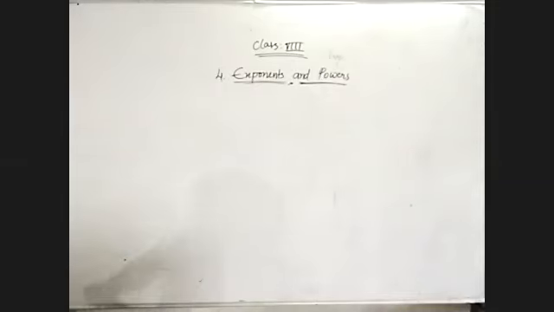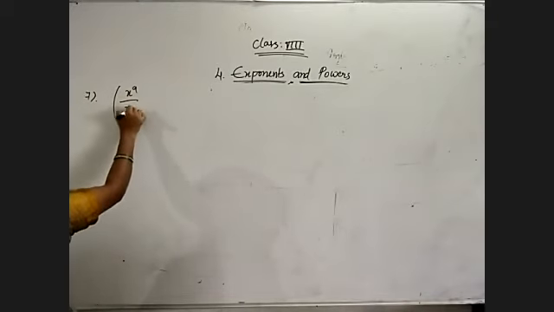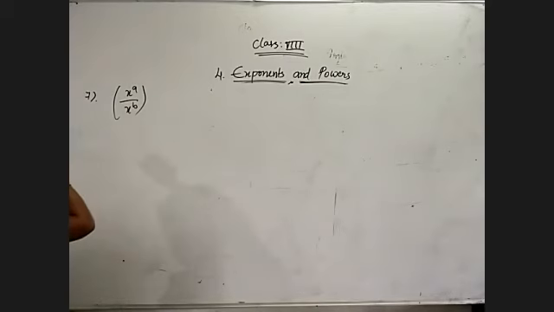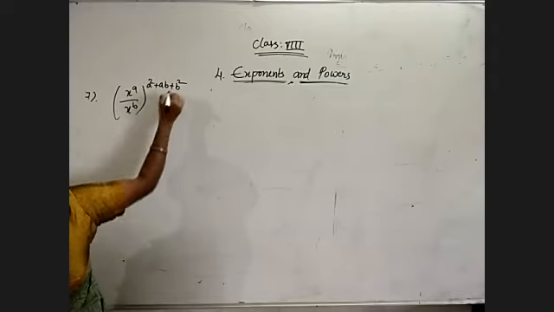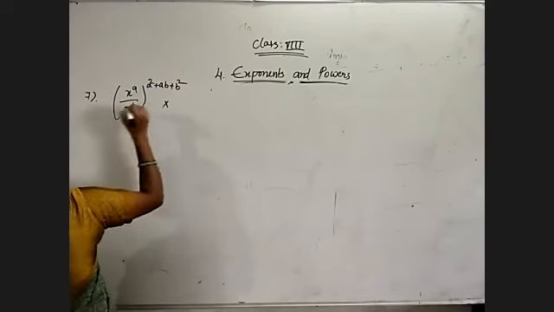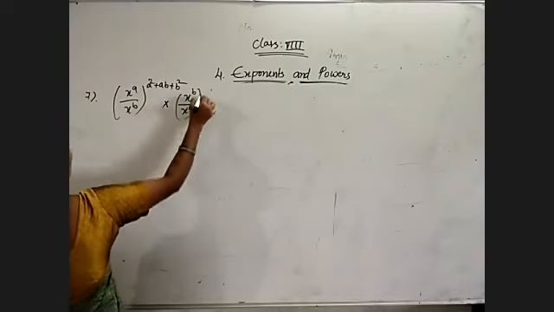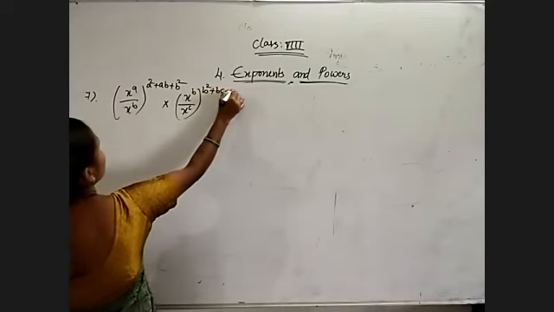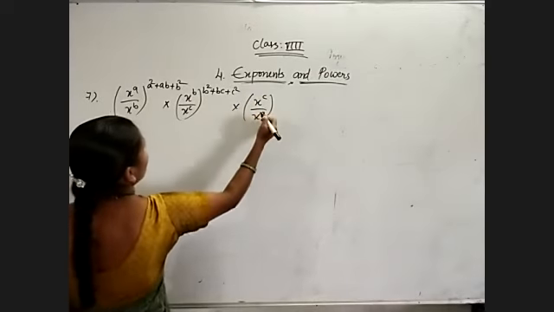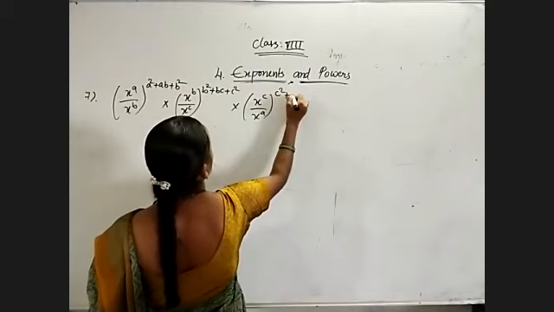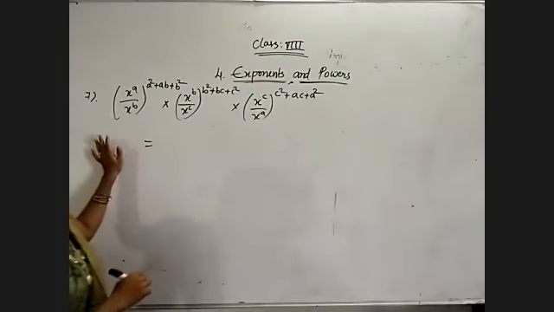Observe the question. Seventh problem. They are given that (x power a by x power b) whole to the power of a square plus ab plus b square, into (x power b by x power c) whole to the power of b square plus bc plus c square, into (x power c by x power a) whole to the power of c square plus ac plus a square. This is the given expression and we need to find its value.